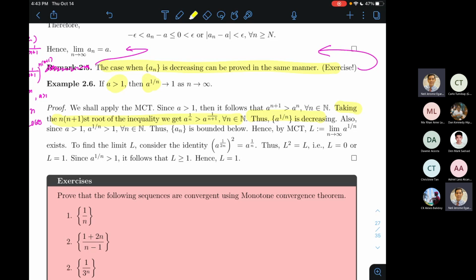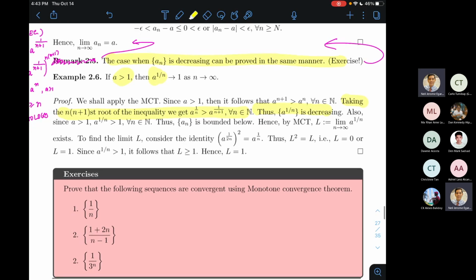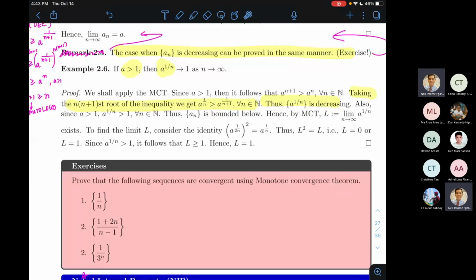The next requirement of the monotone convergence theorem is for it to be bounded. Okay? Now, what we see here is that si a ay greater than 1. So, ibig sabihin yung a to the power 1 over n ay greater than 1. Okay? So, ibig sabihin, meron tayong decreasing sequence na bounded below by 1. Kapag meron kang decreasing sequence that is bounded below by 1, so by the monotone convergence theorem, the limit exists. The limit L will exist.